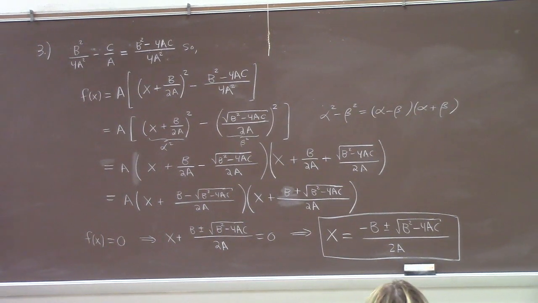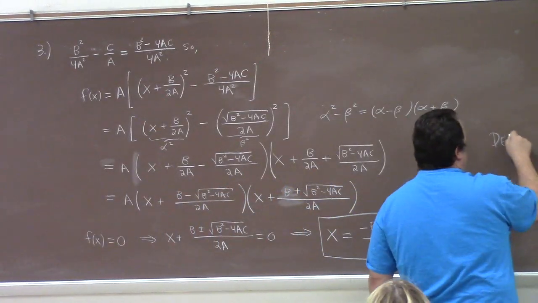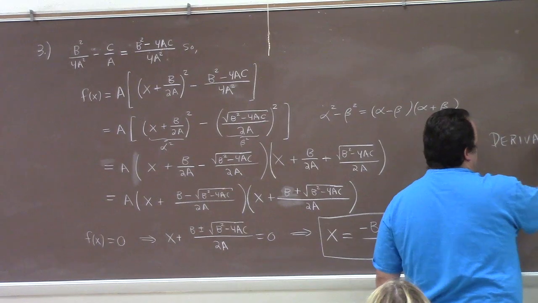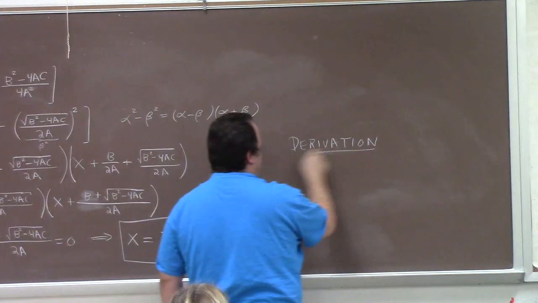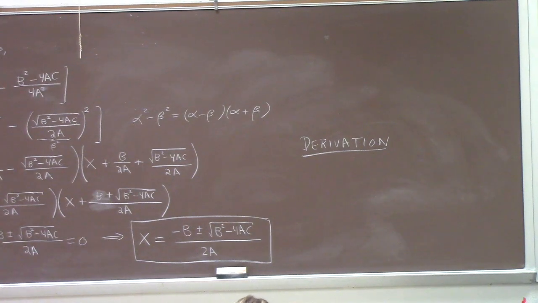A derivation is a mathematical argument that shows one truth comes from another. In particular, this is a derivation of the quadratic formula from just regular algebra.